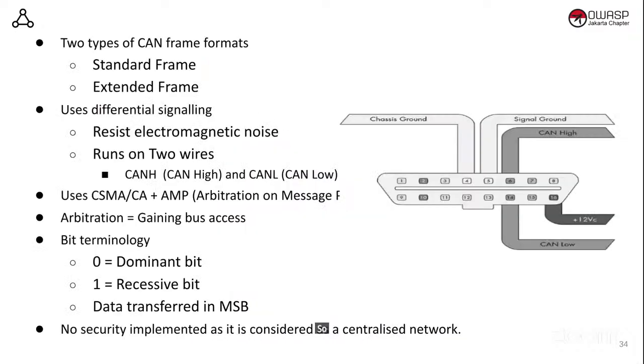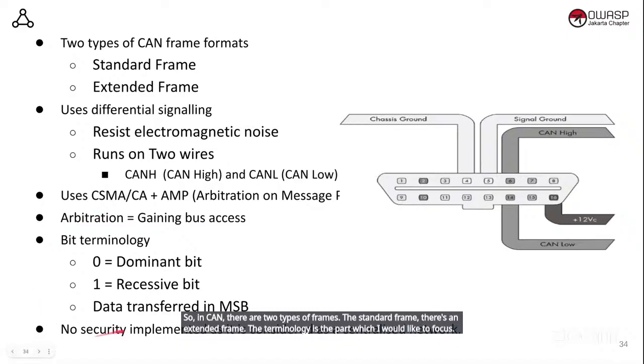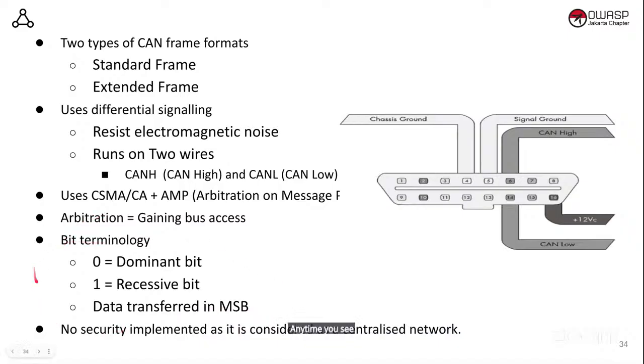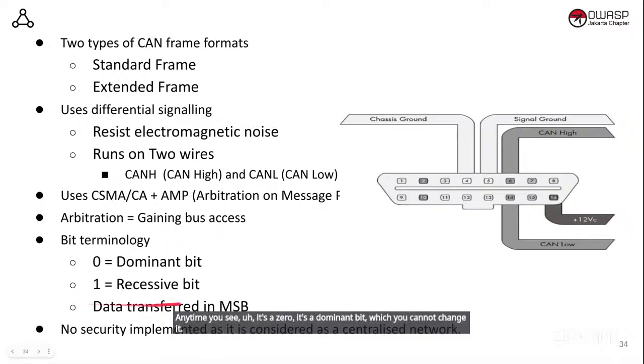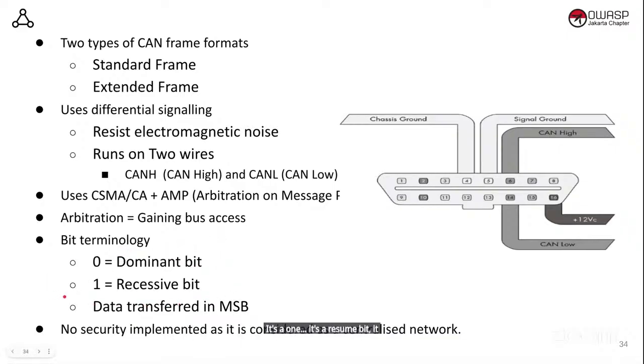So in CAN, there are two types of frames: the standard frame and the extended frame. The terminology is the part which I would like to focus on. Anytime you see a zero, it's a dominant bit, which you cannot change. If it's a one, it's a recessive bit, which can be changed. So what do I mean by changing it? We'll see it in the next slide.